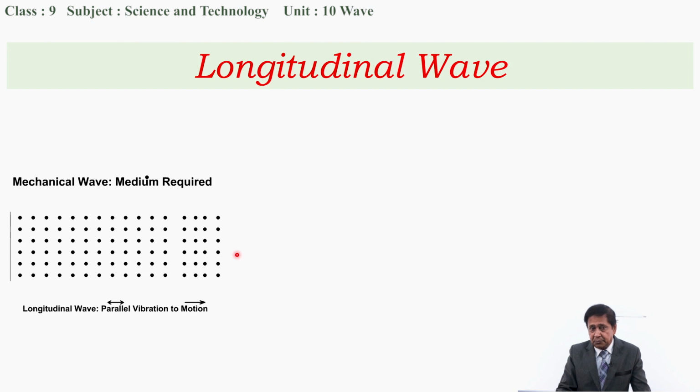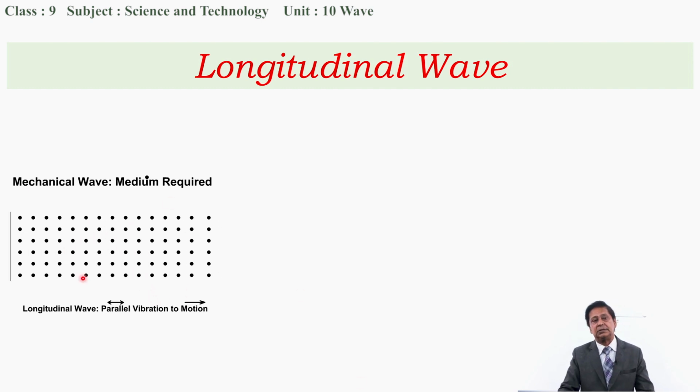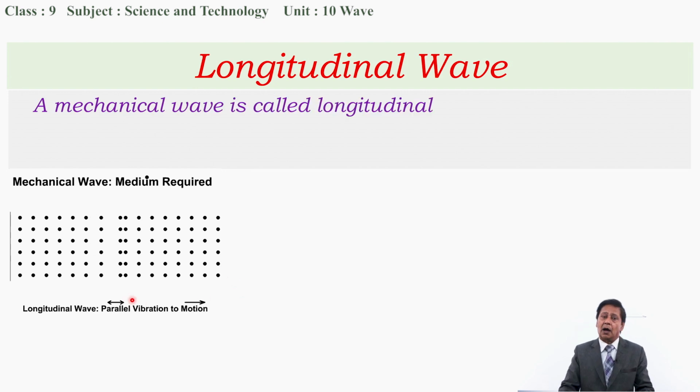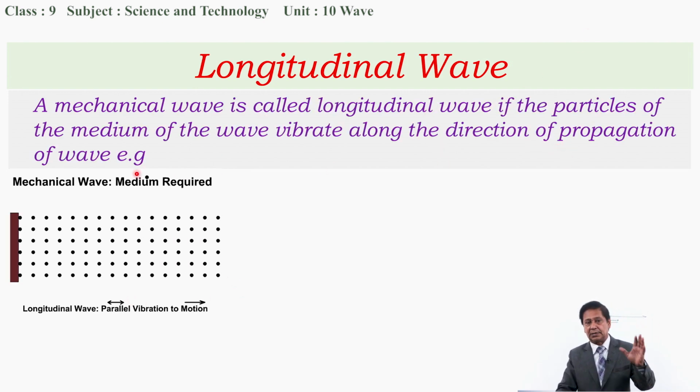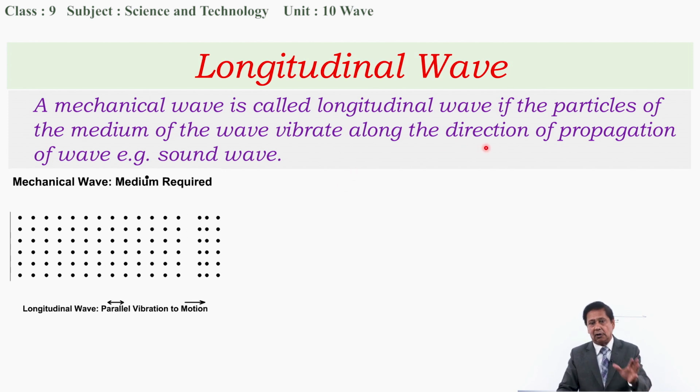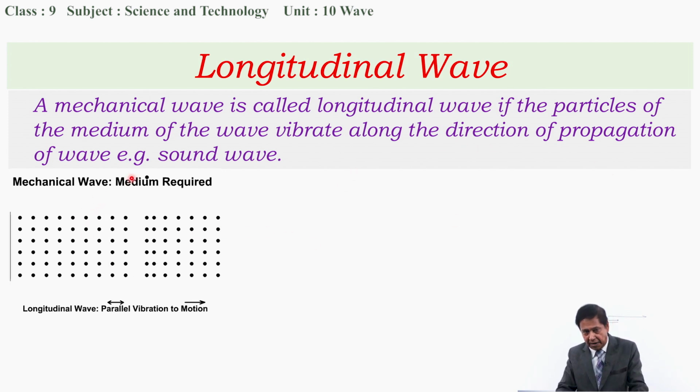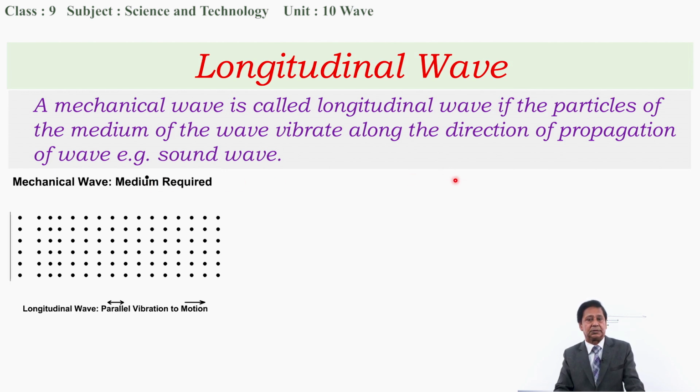The direction of transmission of energy is this, and the motion of the particles of the medium is also along the direction of propagation of the wave, and this type of wave is called a longitudinal wave. That's why we can define it this way. A mechanical wave is called a longitudinal wave if the particles of the medium vibrate along the direction of propagation of the wave. For example, sound wave. Sound wave is a mechanical wave.